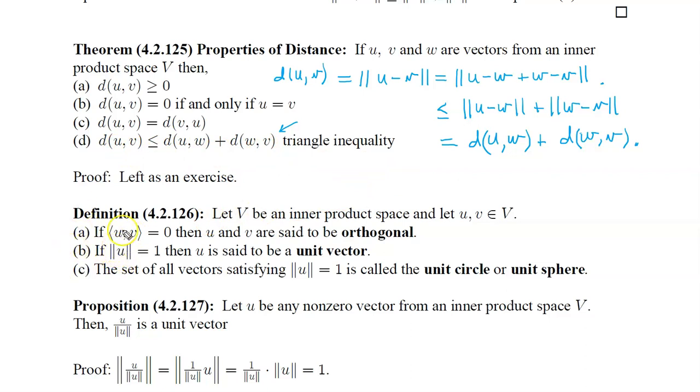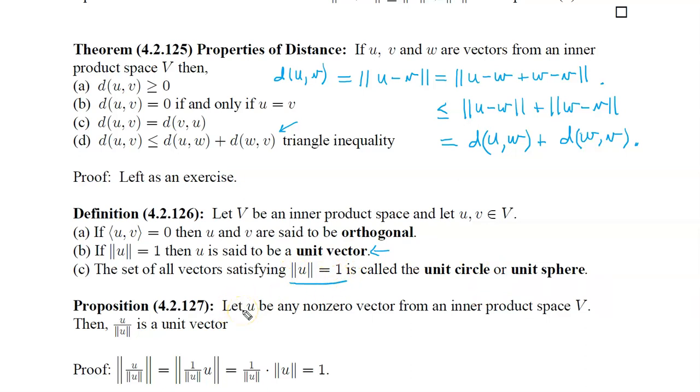Now we have a definition down here for any inner product space. We actually saw this one before. This is just a restatement. If the inner product of u with v is equal to 0, then u and v are said to be orthogonal or perpendicular. If the norm of a vector u is equal to 1, then u is said to be a unit vector. We've seen that before, but now this is just stated for inner product spaces. And the set of all vectors satisfying this is called the unit circle or unit sphere. So it's the set of all vectors in your vector space that are of length 1.